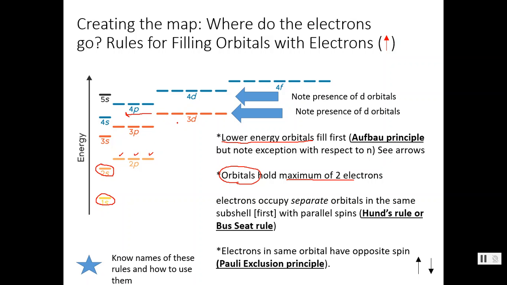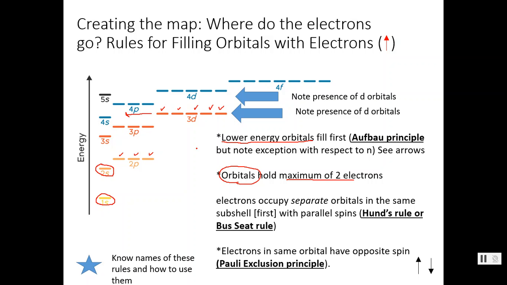Same concept for the d's. Look at the d's on your periodic table. They're on the transition metals. D orbitals can hold a maximum of 10 electrons, but since each orbital can only hold 2, I'm going to need to have a total of 5 d orbitals available to accommodate those maximum number of electrons.